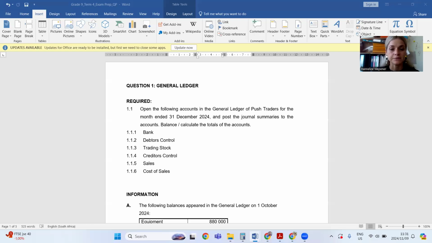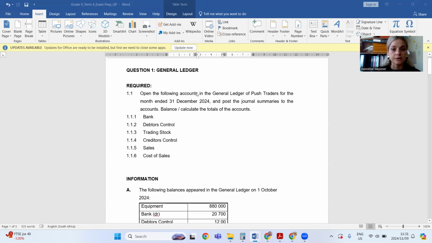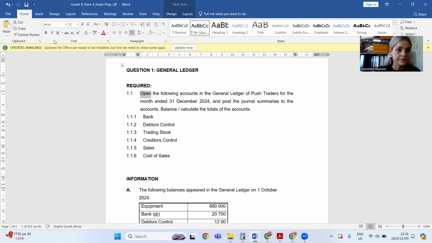Good morning, grade nines. I'm just quickly going to do a general ledger, just as revision for your exam. So it says here that we need to open the following accounts in the general ledger. So this means that we have to take the balances that have been provided.